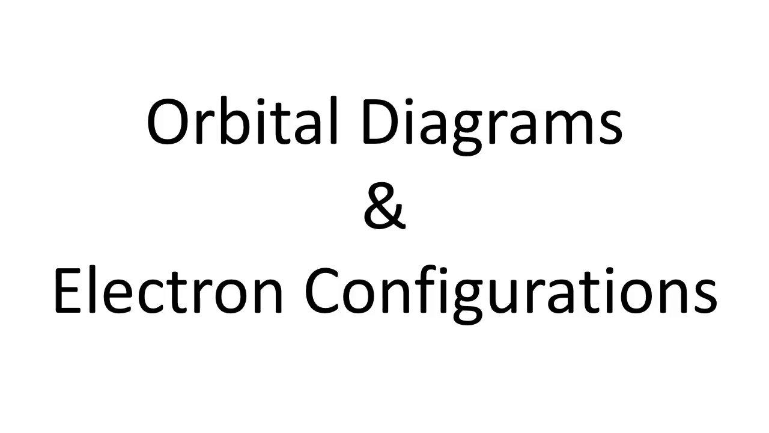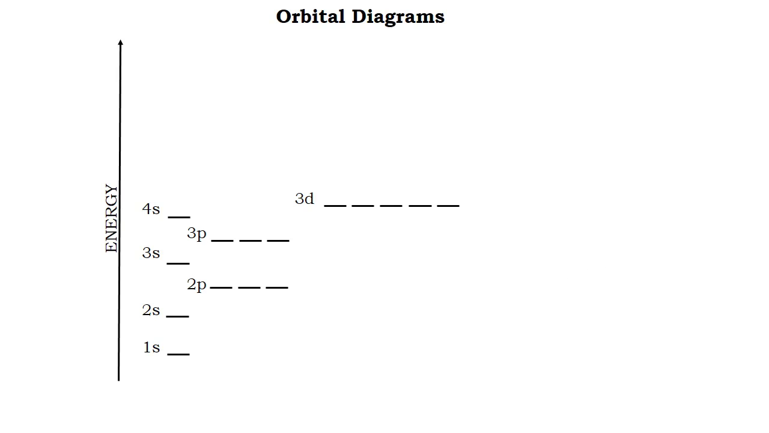We're going to keep talking about orbitals, and we're going to talk about orbital diagrams and electron configurations. It's important that you practice these because you'll definitely have to write some of these. So this is, remember, an orbital diagram. The last one you saw had boxes. Sometimes there's boxes and sometimes they're just lines.